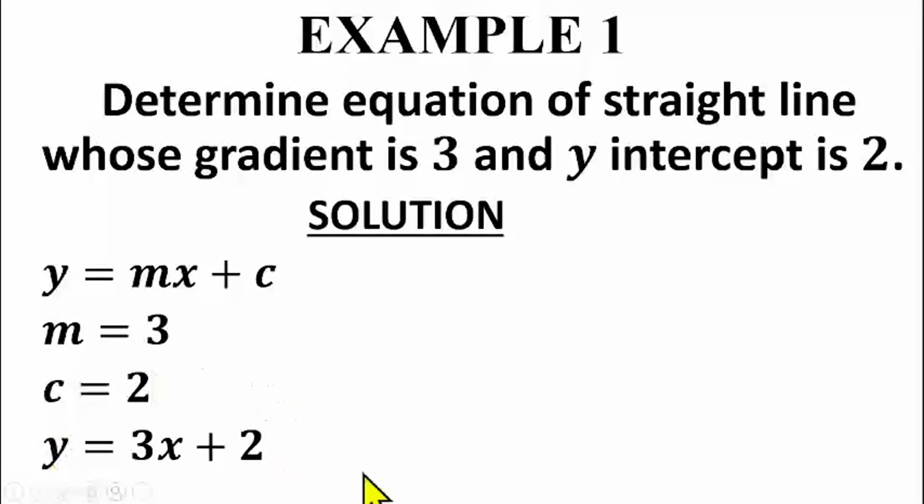So this is the equation of the straight line whose gradient is 3 and intercept is what? 2. So we have been able to get the equation, which is y is equal to 3x plus 2. As simple as that. So the equation of the straight line whose gradient is 3 and intercept is 2 is y is equal to 3x plus 2. Do you understand that?